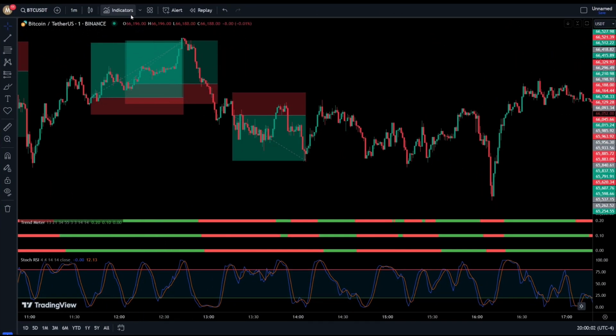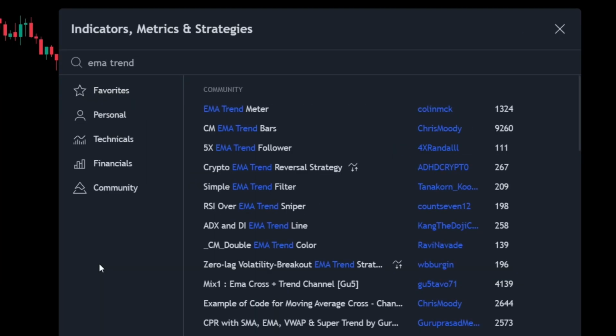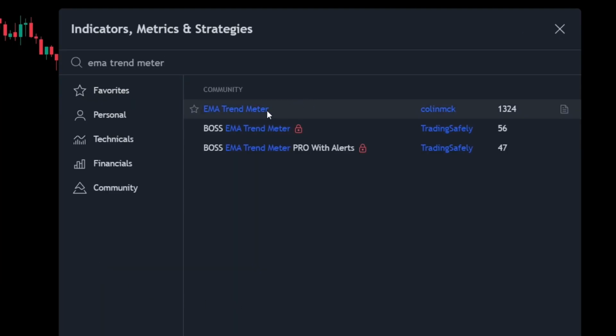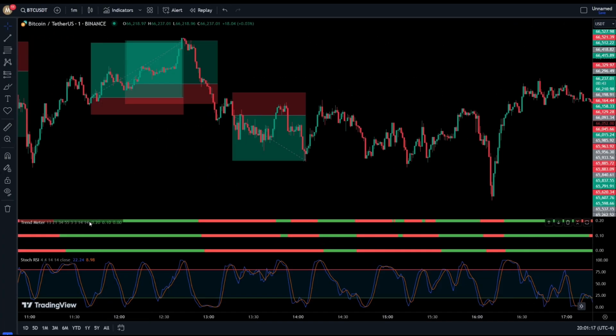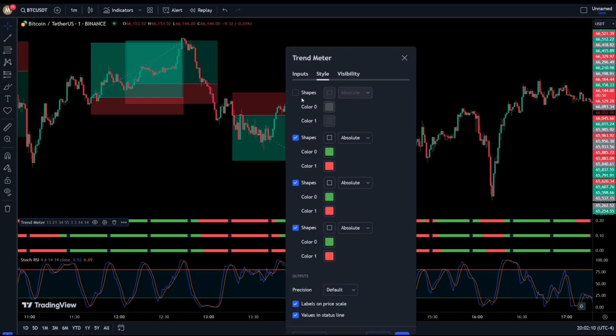Let me introduce the indicators now. Search for EMA trend meter in the indicators tab and add it to your chart. We need to change a few numbers in the indicator settings. EMA baseline should be 13, EMA fast should be 21, EMA met needs to be 34, and EMA slow 55. Then in the style section, we need to turn off the first option.